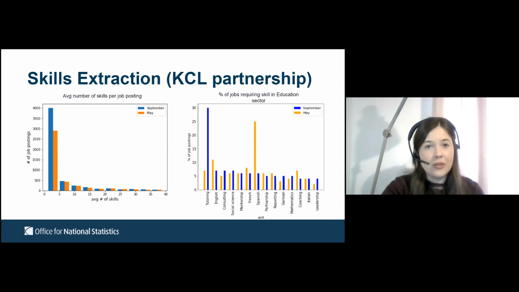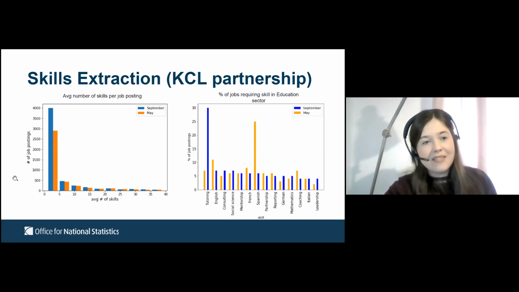But it's important to note that this could also be due to introducing some bias based on the list of skills that we're using. DICE has a lot of IT skills included on it. So that again highlights the importance of consistency. And then on the right, we can see the most popular skills asked for in the education sector. We can see tutoring has become more popular since May, whereas most other subject-specific skills have remained fairly consistent. So that's just some early results, and we're still refining that algorithm, but we wanted to share those with you.